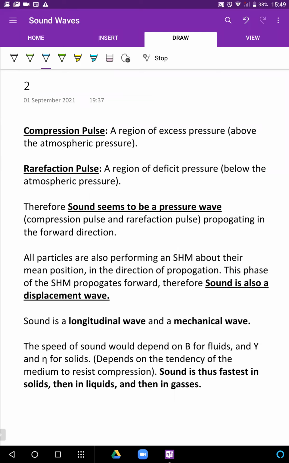So the phase of the SHM for any particle propagates forward. Therefore, sound is a displacement wave. Okay, so on that note, you can consider sound to be a displacement wave, because the displacement of a particle, or the phase of a particle during its SHM, propagates forward. What do I mean?